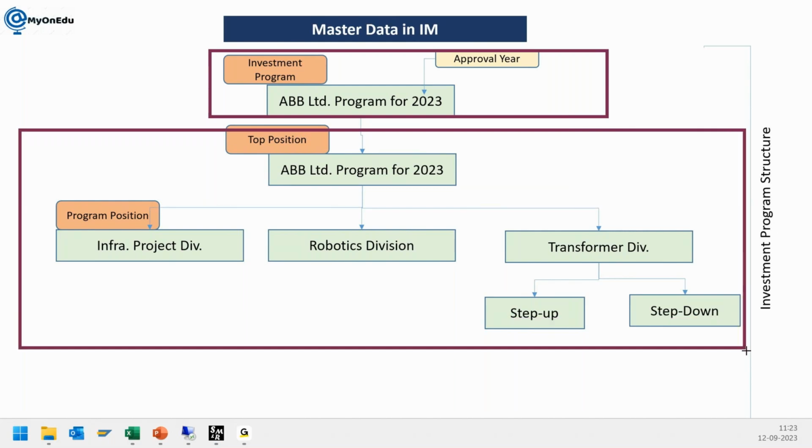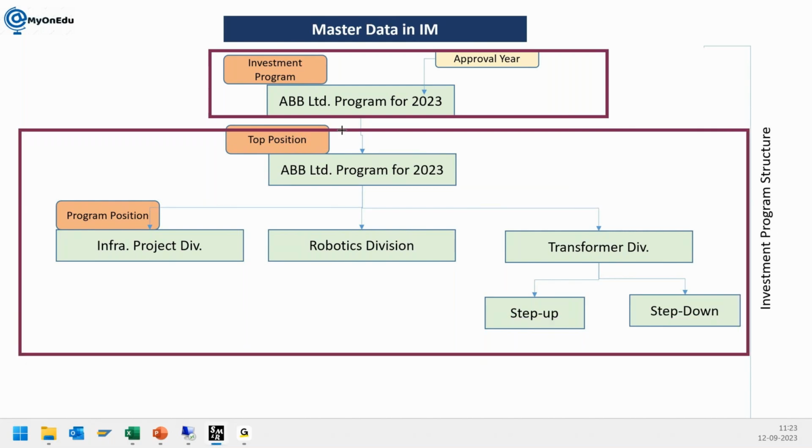Okay, so this hierarchy is how we want to distribute our budget further to the detail level. It can be by department, or by product division, like that. For example, here you can see in ABB, it is created by their division. There were three different divisions: infra project division, robotics division, and the transformer division.